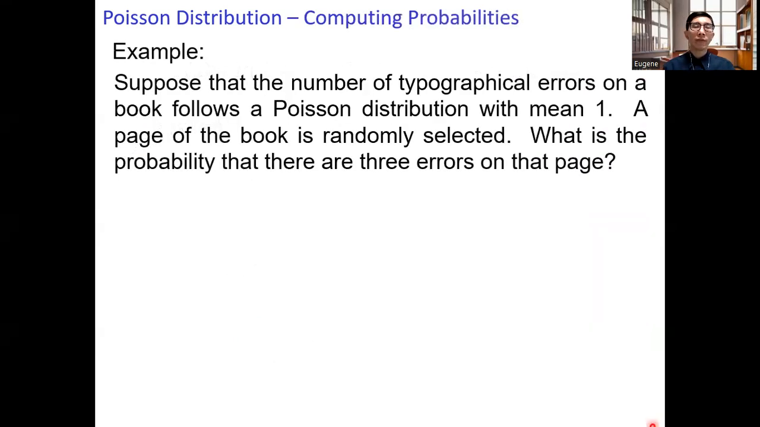Let's take a look at a few examples regarding computing Poisson probabilities. Suppose that the number of typographical errors on a book follows a Poisson distribution with mean 1. A page of the book is randomly selected. What is the probability that there are 3 errors on that page?